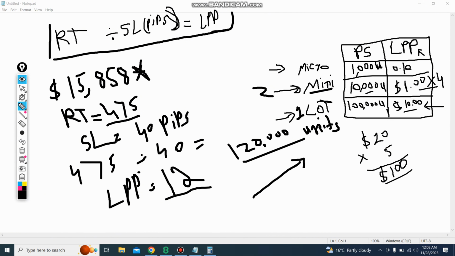But this is the formula you need to use whenever you go to place a trade to ensure that you are sticking to your RT, your risk tolerance, by utilizing your risk tolerance divided by your stop loss in pips in order to give you the loss per pip that you can use on that trade. Once you have that, you look over at your table, and after you look at the table, it's going to show you clearly what position size you need to use just by doing a little bit of math.